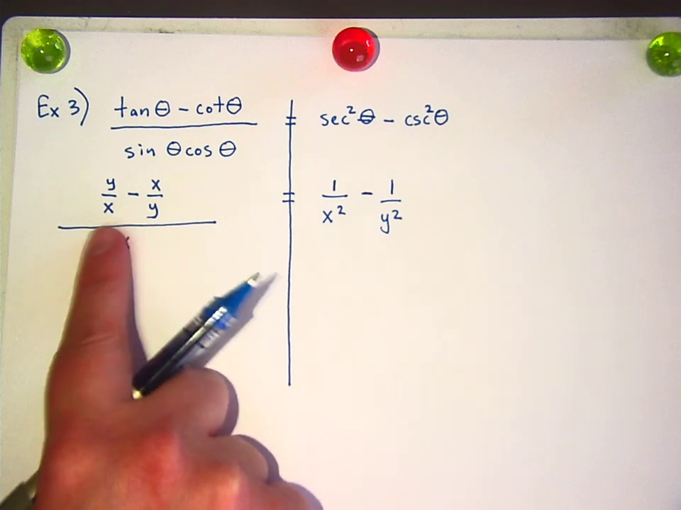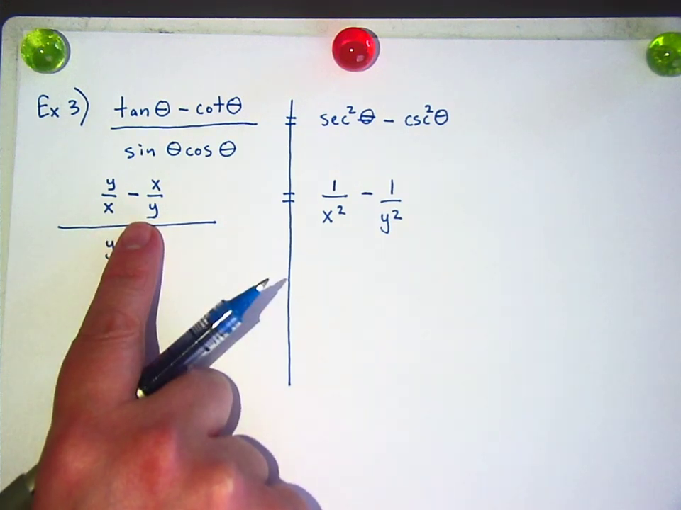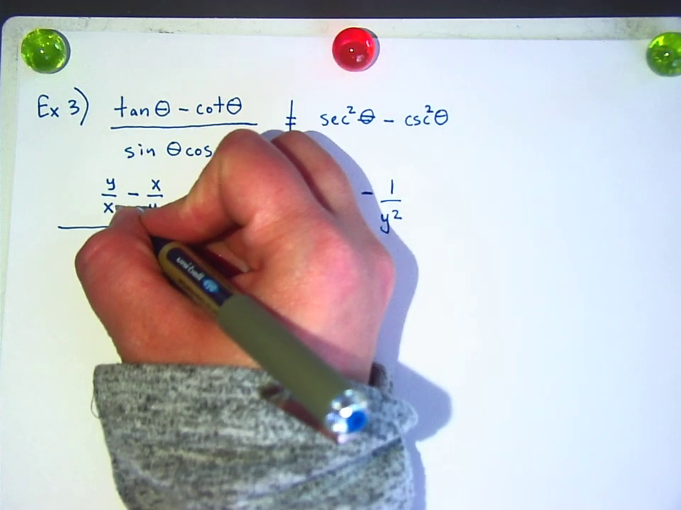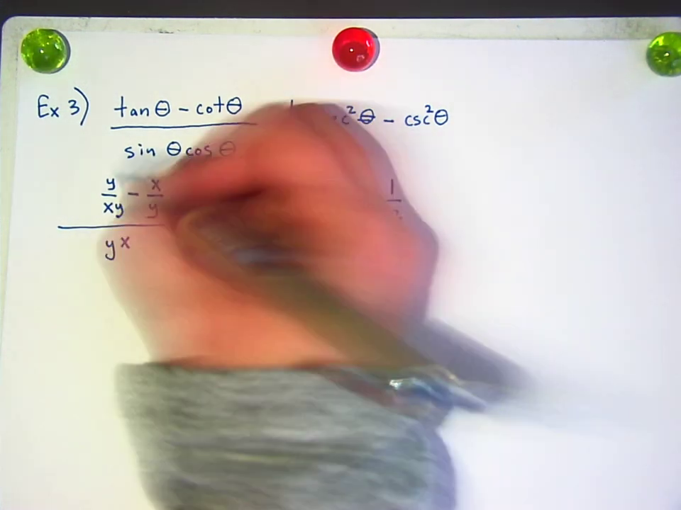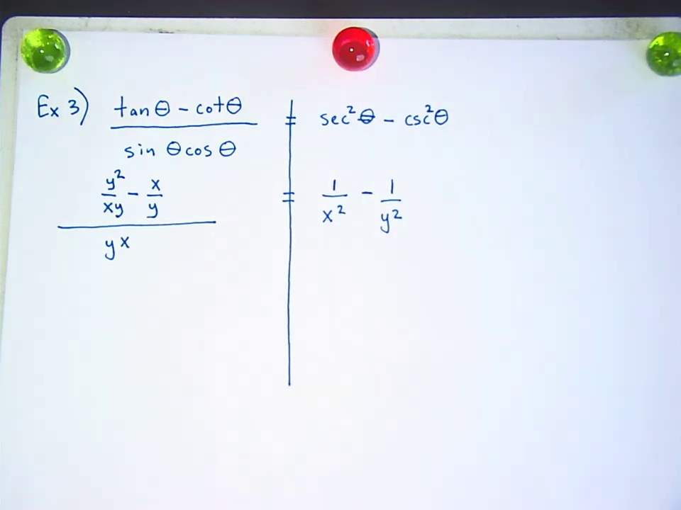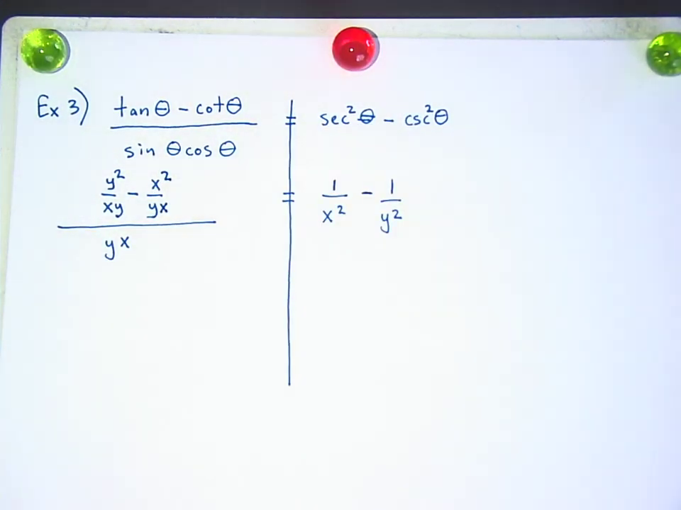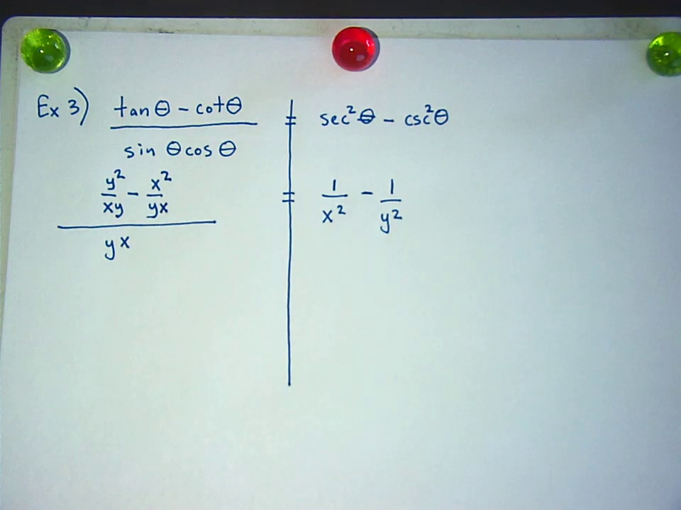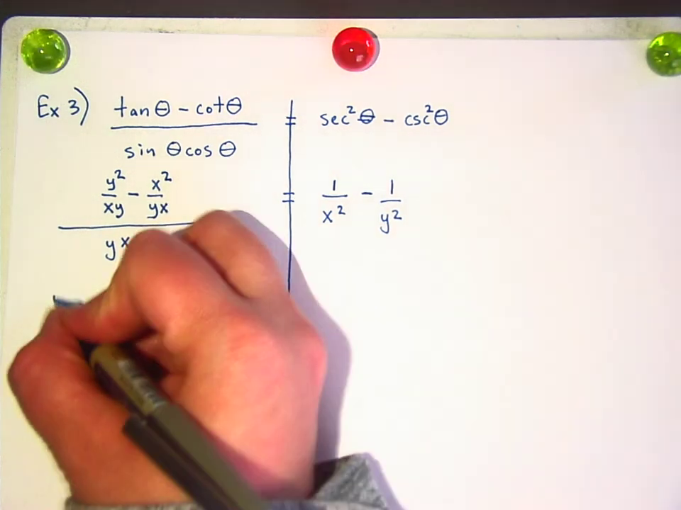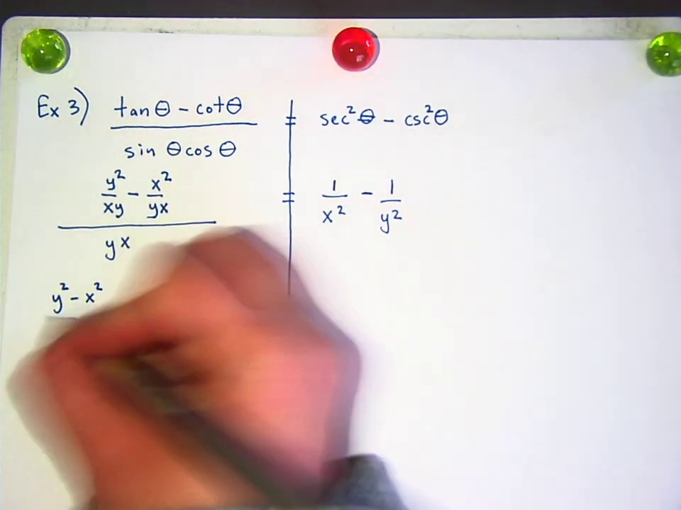Let's find a common denominator. I like the idea of a common denominator. If we have x and y, then our common denominator is xy. So if I multiply by a y on the bottom here, the top becomes y squared. And here, if I have to multiply by an x, that becomes x squared on top. And then that's on our sheet. No, it isn't. That's why I didn't cancel it. So we've got y squared minus x squared over xy.